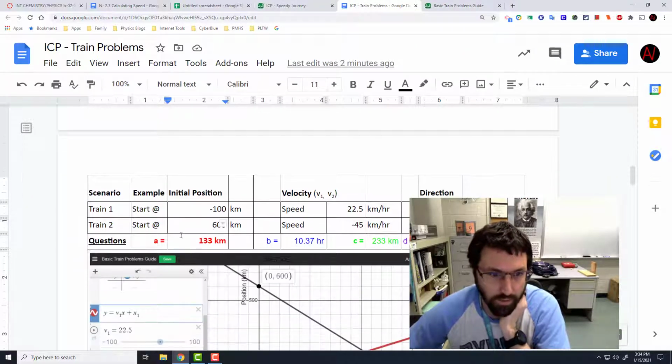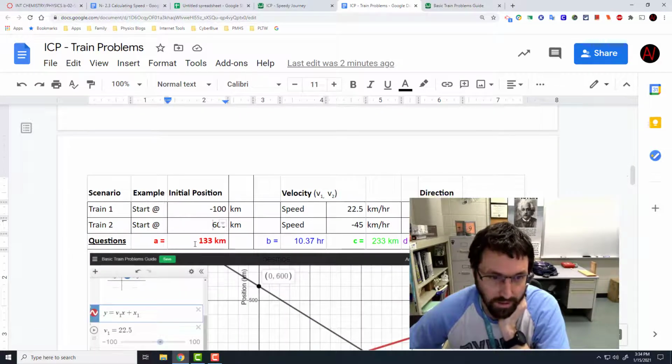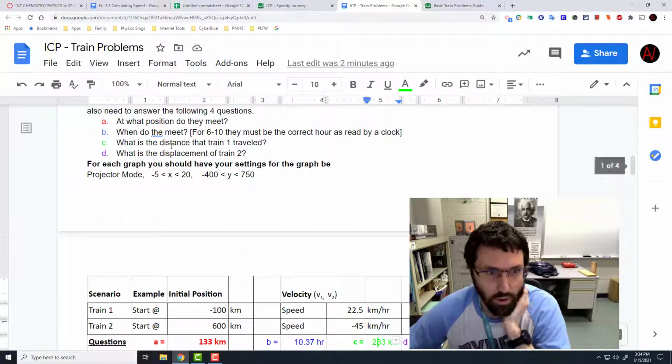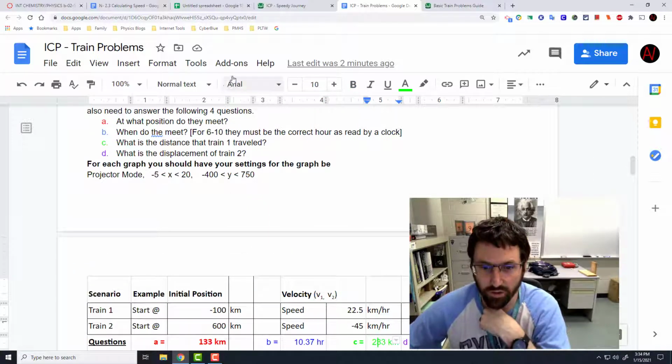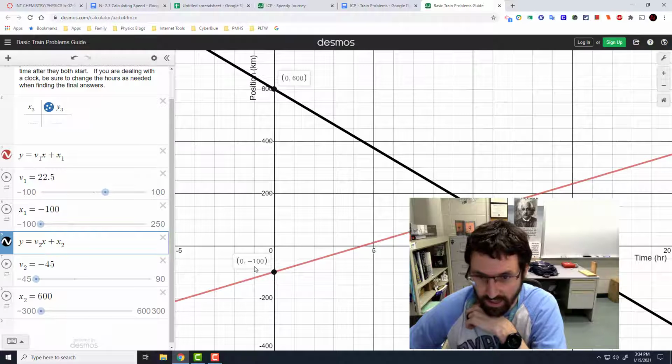So the first question is, what position do they meet? That's 133. How long does it take them to get there? 10.37 hours. And the third question's, what is the distance that train 1 traveled? Well, looking over here, I ended at 133, but I started at -100. So I went up 233.